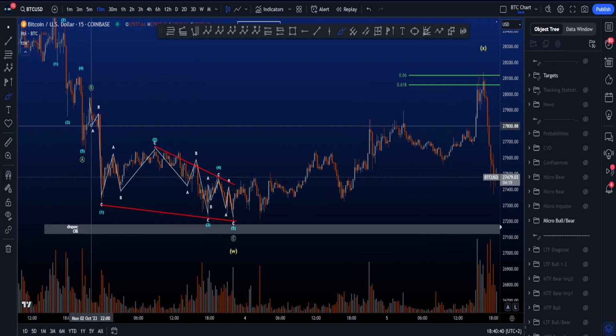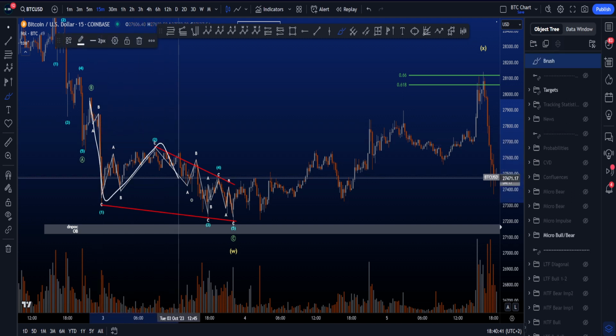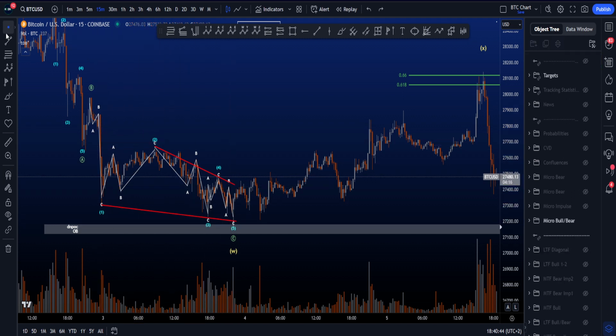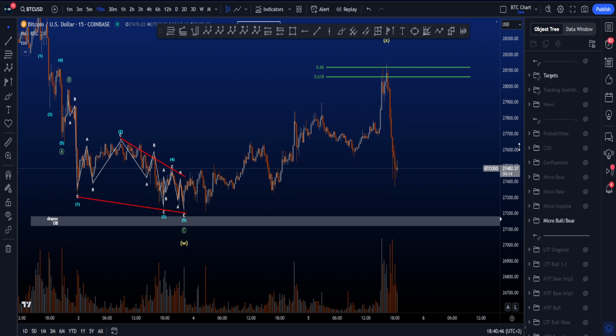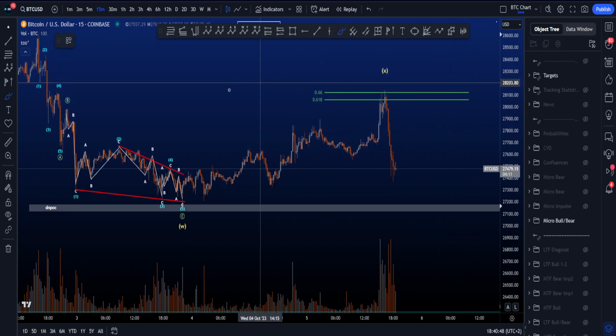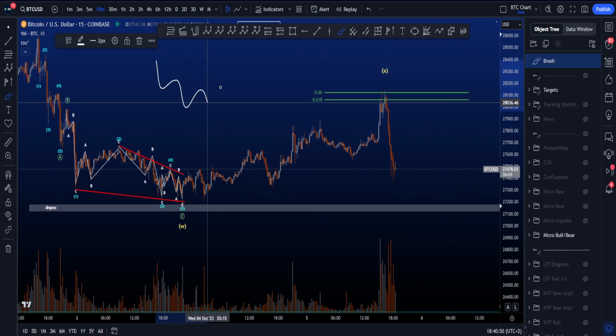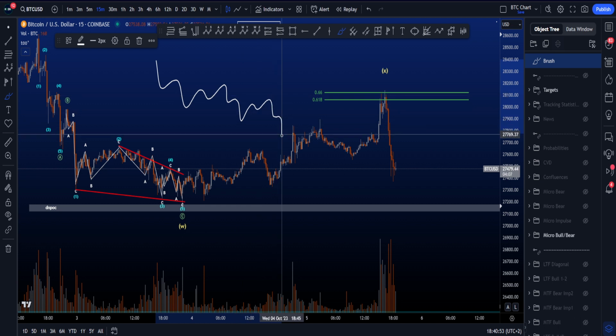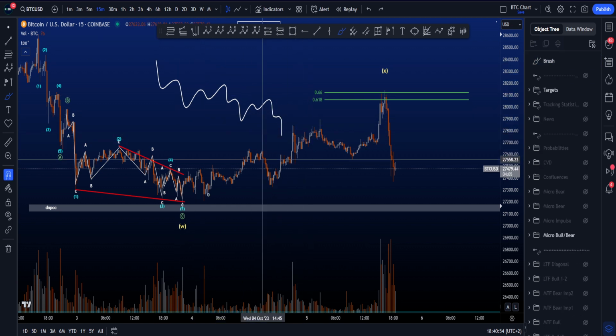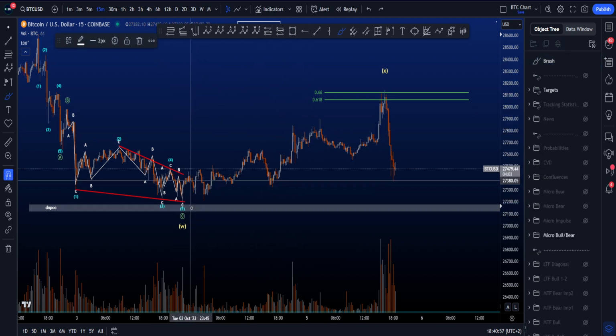wave C we've then been looking for zigzag structures in a 1, 2, 3, 4, 5 ending diagonal, and in an ending diagonal all the waves have to be a zigzag structure, meaning all the waves have to be three-wave structures like this, creating an ending diagonal for then this wave C over here.